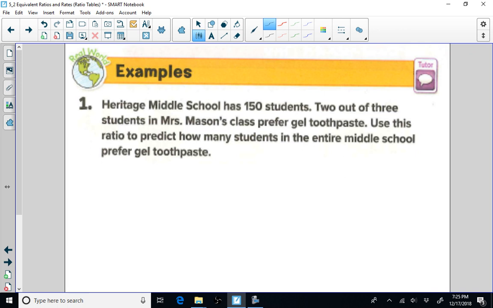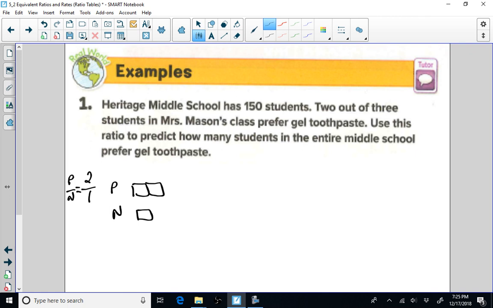Now, 2 out of every 3 prefer. But if 2 out of every 3 prefer gel toothpaste, how many out of 3 do not prefer gel toothpaste? Well, that would be 1. 2 out of every 3 means 2 prefer, and these do not prefer. So prefer to not prefer is 2 to 1. So I'm going to set up a little tape diagram here. 2 to 1 would be prefer gel, not prefer gel.